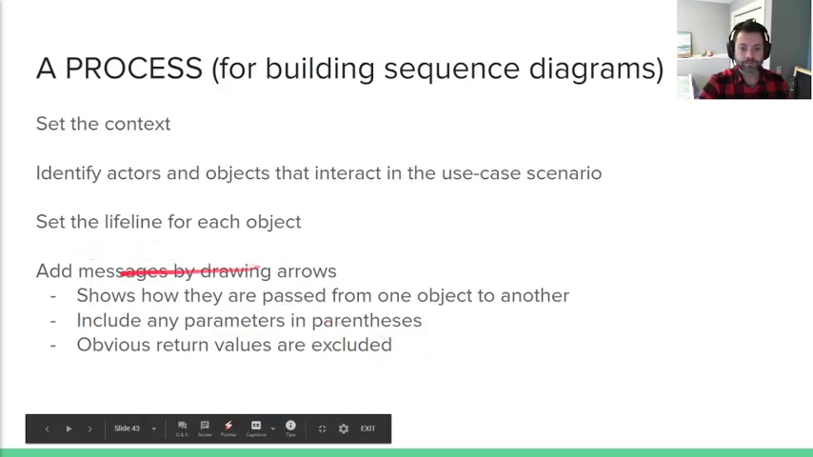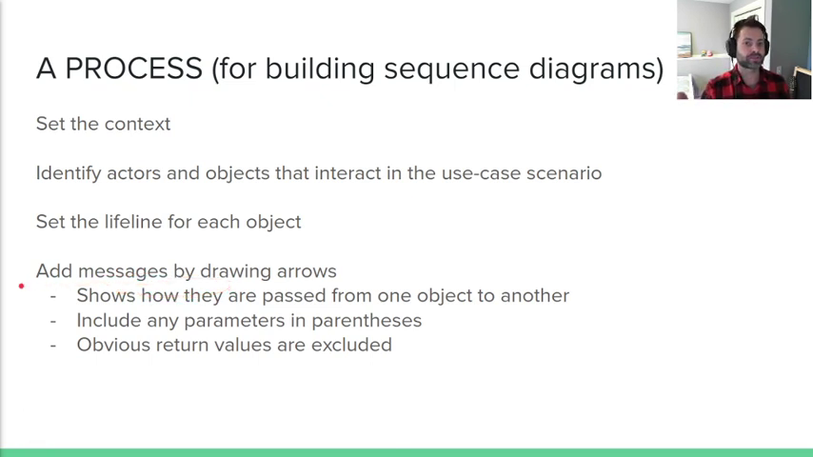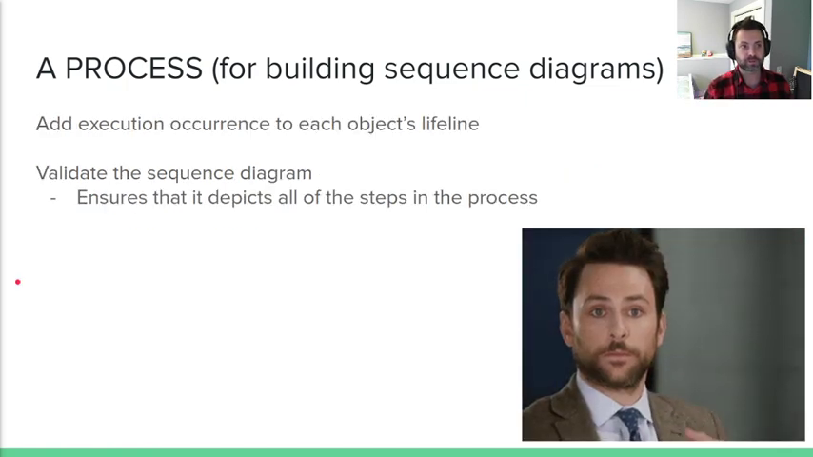So then after that, add your messages, draw arrows, clearly indicate direction and what the messages you're passing, add any guards or constraints that you need to actually call that method, and basically show who is interacting with what.